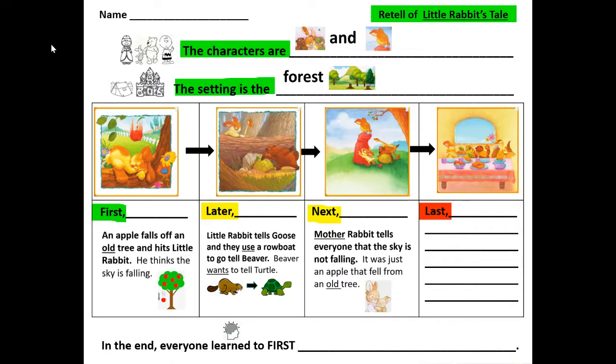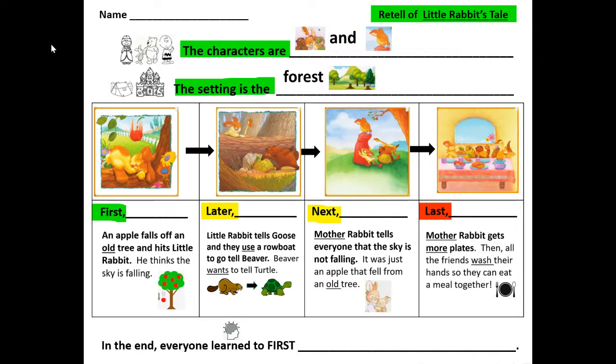So last, what happens at the end of the story? Last, Mother Rabbit gets more plates. Then all the friends wash their hands so they can eat a meal together. So last, Mother Rabbit gets more plates. Then all the friends wash their hands so they can eat a meal together.